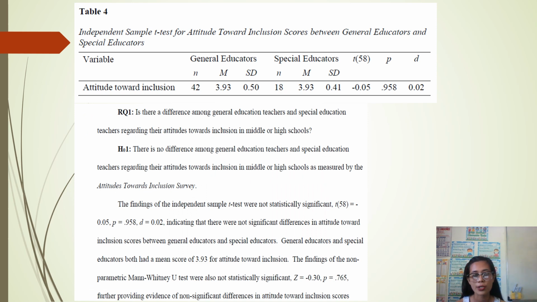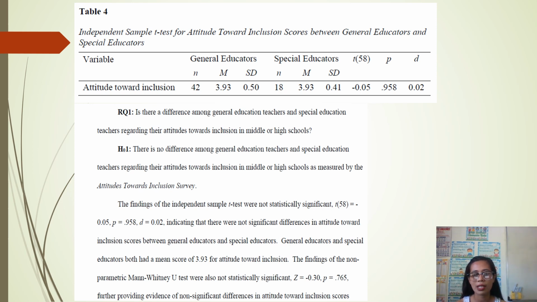Table 4 answers research question 1. Is there a difference among general education teachers and special education teachers regarding their attitudes towards inclusion in middle or high schools? Hypothesis 1: There is no difference among general education teachers and special education teachers regarding their attitudes towards inclusion in middle or high schools as measured by the Attitudes Towards Inclusion survey.